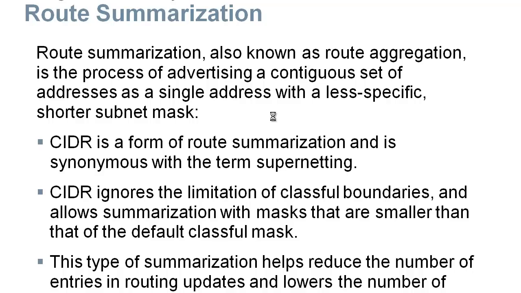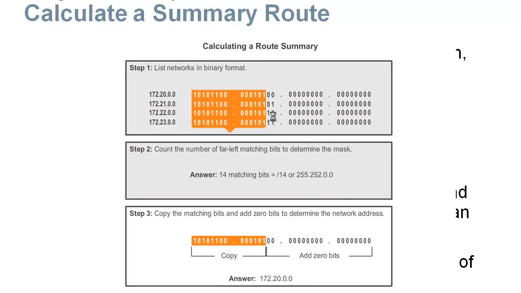All right, so route summarization. Remember, we try to take the routing table and make it as small as possible, so we try to condense the routes. Here's kind of how route summarization works. Let's say my router goes to R2, and on the other side of R2 there are all these different networks: 20, 21, 22, 23.